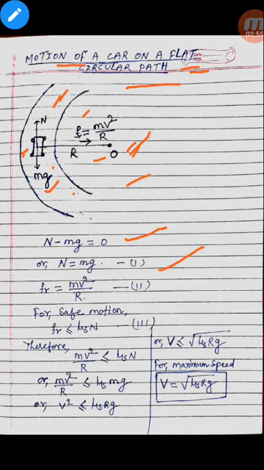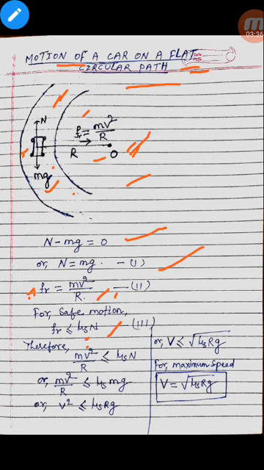And this centripetal force, which is mv square by r, is provided by the frictional force. So we can write this frictional force is equal to mv square by r, and we know that this is the static friction. A static frictional force is given by mu s into N, where mu s is the coefficient of static friction.